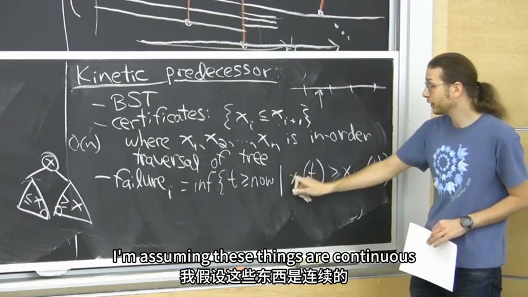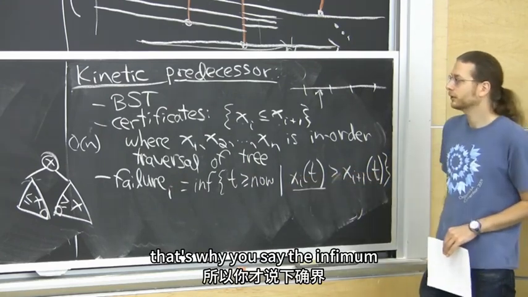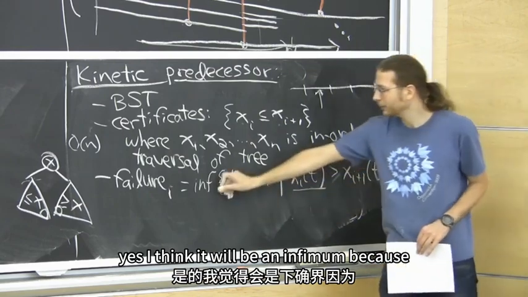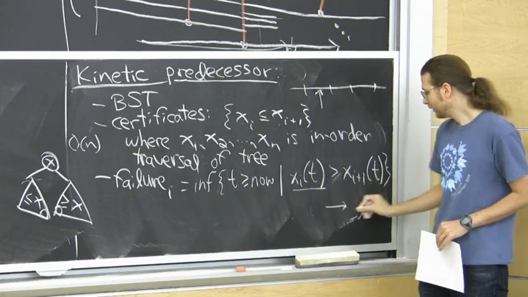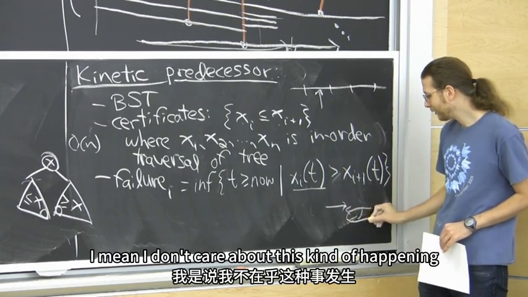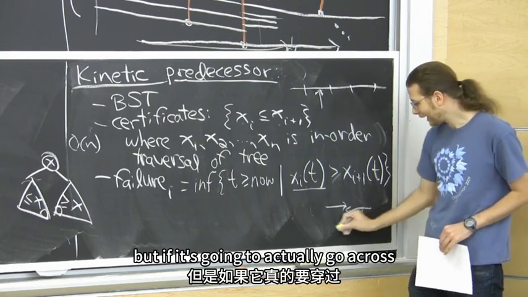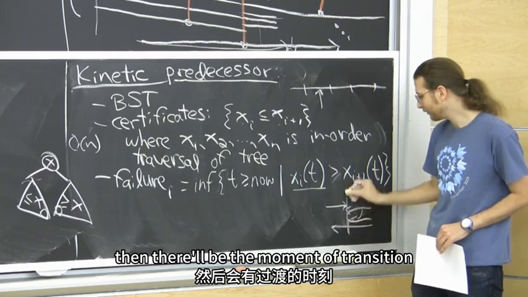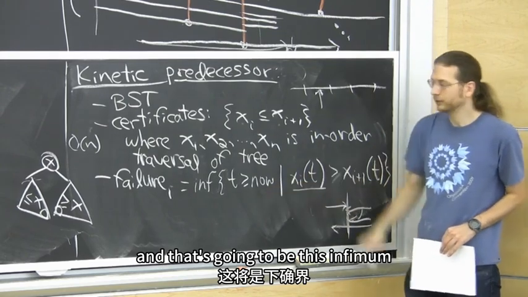I'm assuming these things are continuous. That's why you take the infimum. Yeah, so I think it will be an infimum because these guys are going to cross something. I don't care about the touching case, but if it's going to actually go across, then there'll be the moment of transition where they're equal, and that's going to be this infimum.